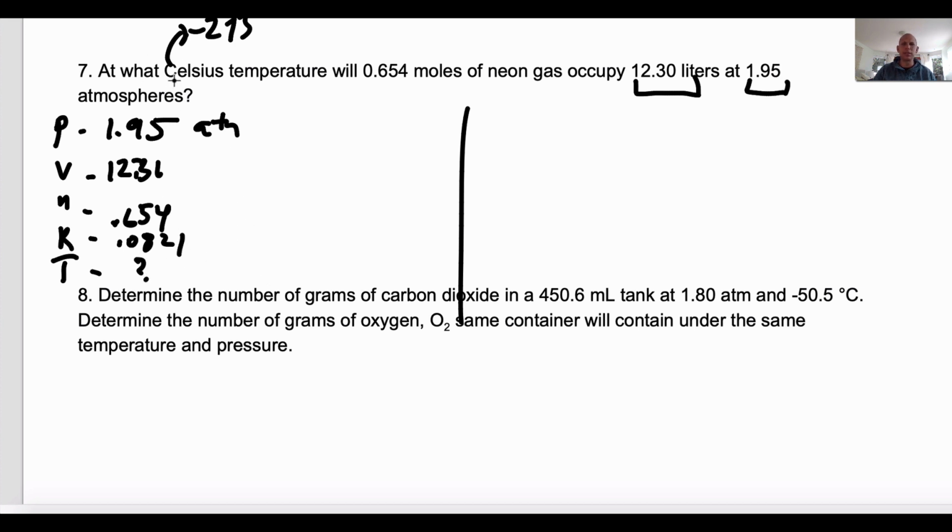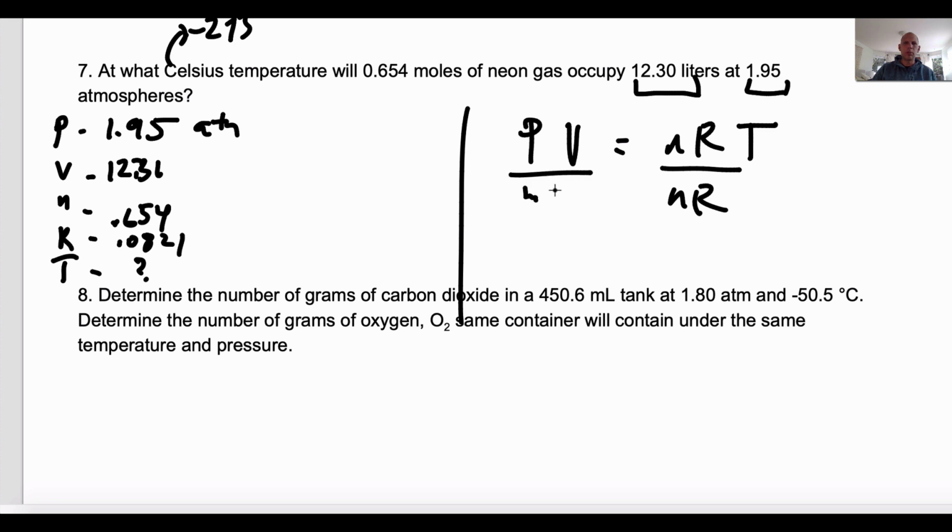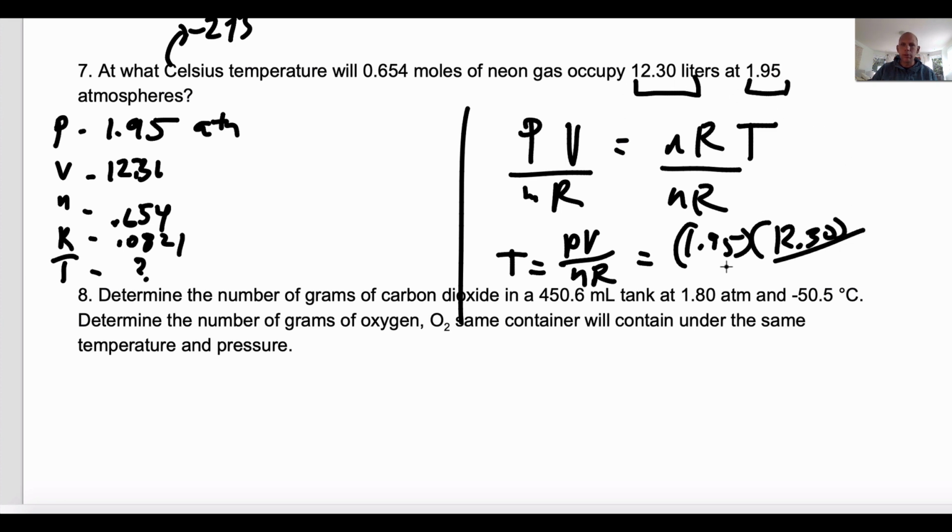Now remember, they're asking for Celsius. Pressure is in atmospheres, volume is in liters, moles is in moles. We don't need to do any strange conversions. They're looking for temperature, so temperature is being multiplied by nR. How do we undo that? By division. So T equals PV over nR. That's going to be 1.95 multiplied by 12.30 liters, over 0.0821 and n, 0.0654. That should have been on the other side. Sorry about that.